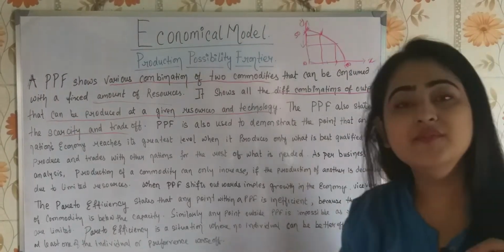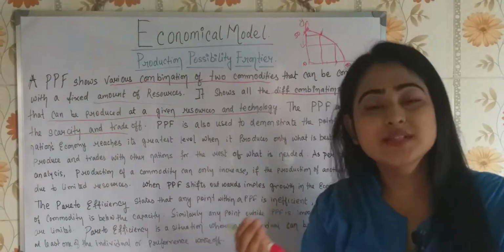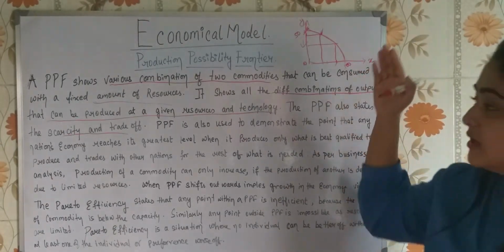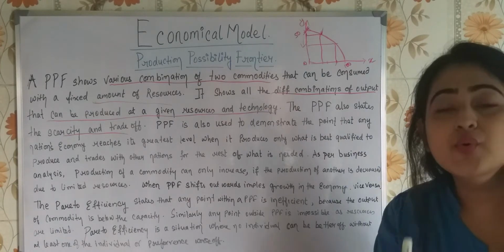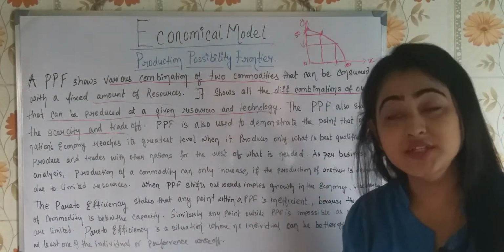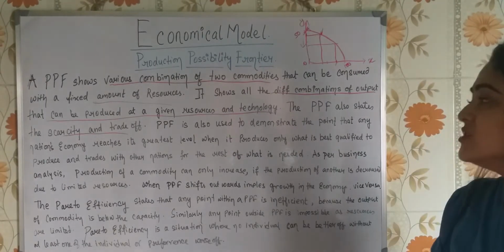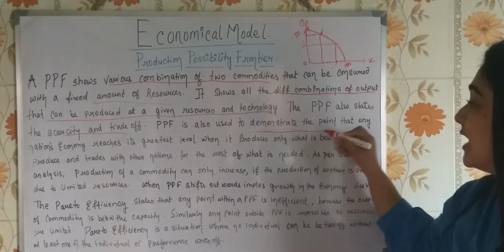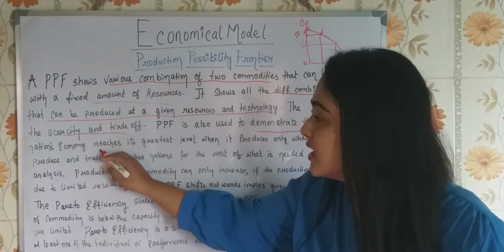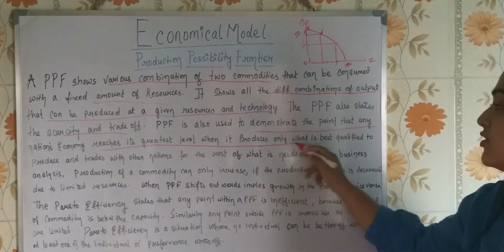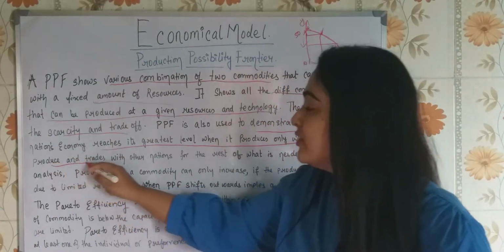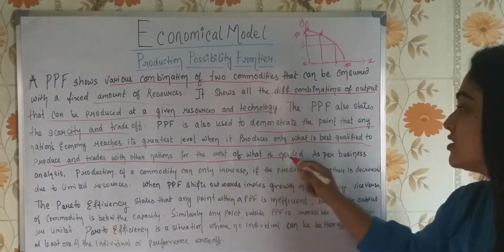Depending on the demand, we will be choosing what is the demand in the market, isn't it? So that is what is happening here, that this PPF also shows scarcity and trade-off between two commodities. PPF is also used to demonstrate the point that any nation's economy reaches its greatest level when it produces only what is best qualified to produce and trades with other nations for the rest of what is needed.